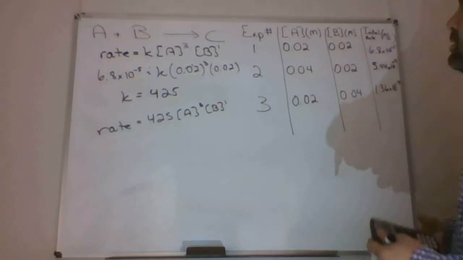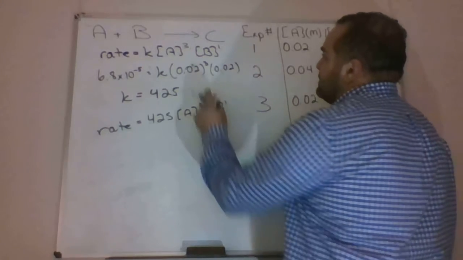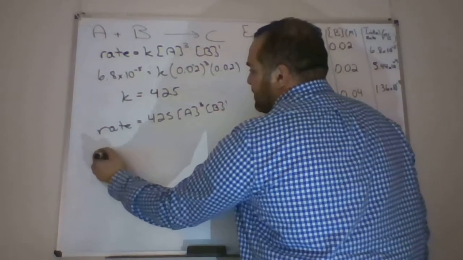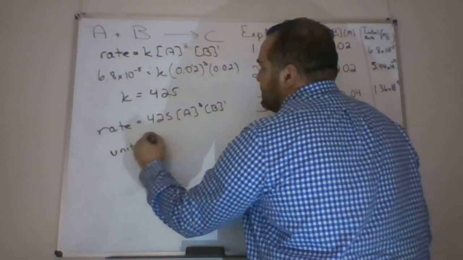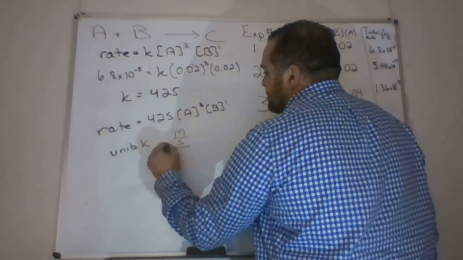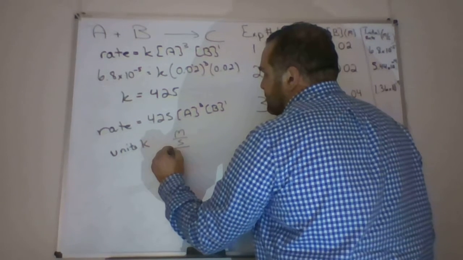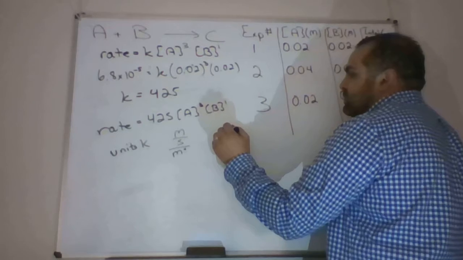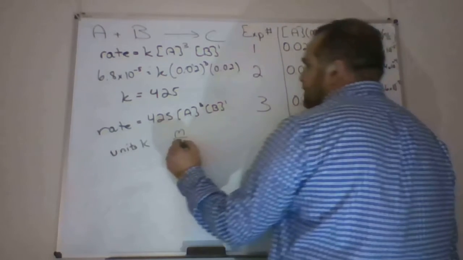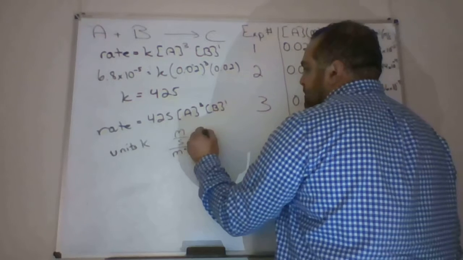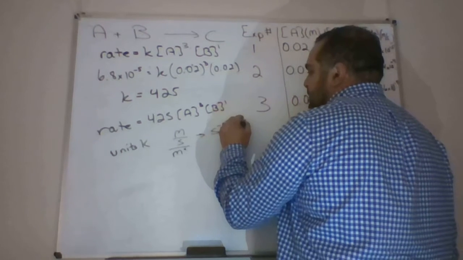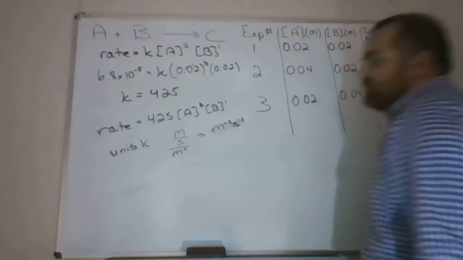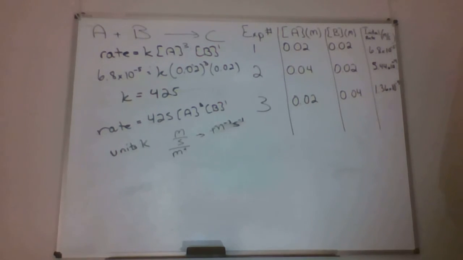If you want to know the units for the rate constant, this is molarity to the 4th, so the units for k would be M per s over M to the 4th. The units of k would be s to the -1, M to the -3. So these are the units for k for this rate constant.